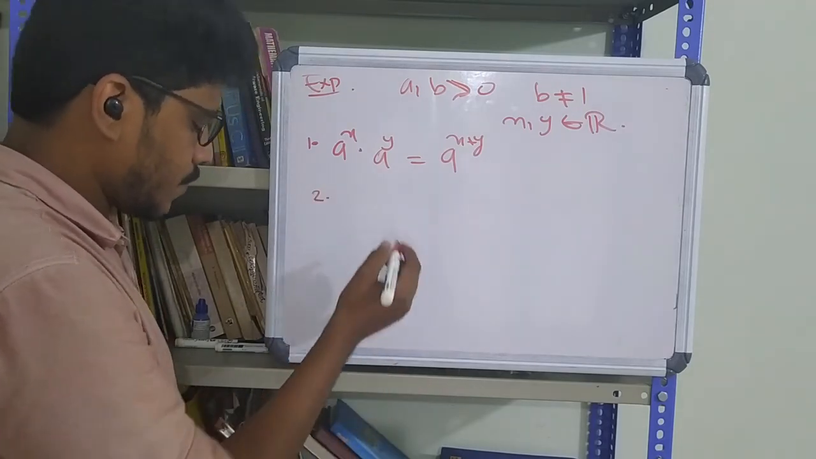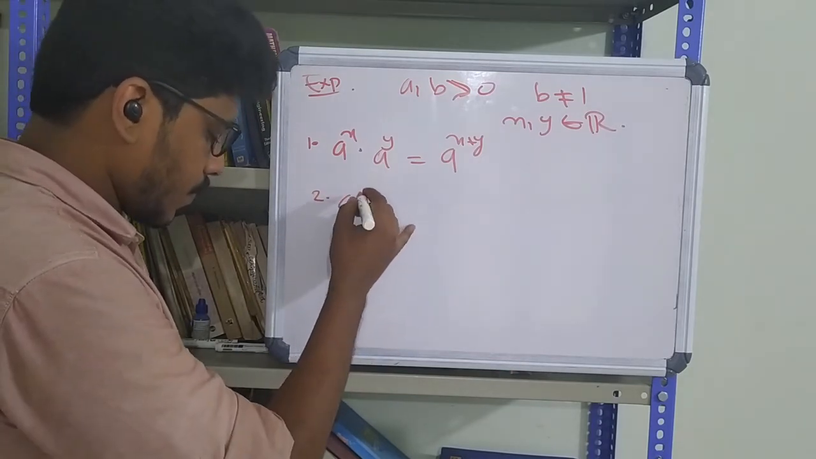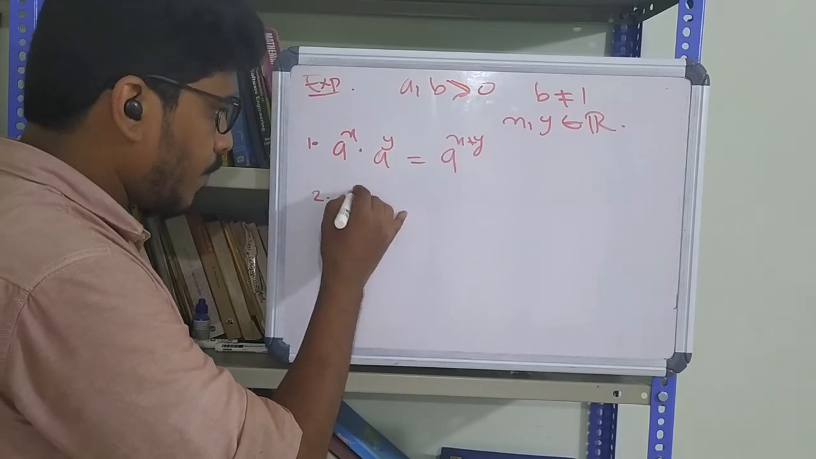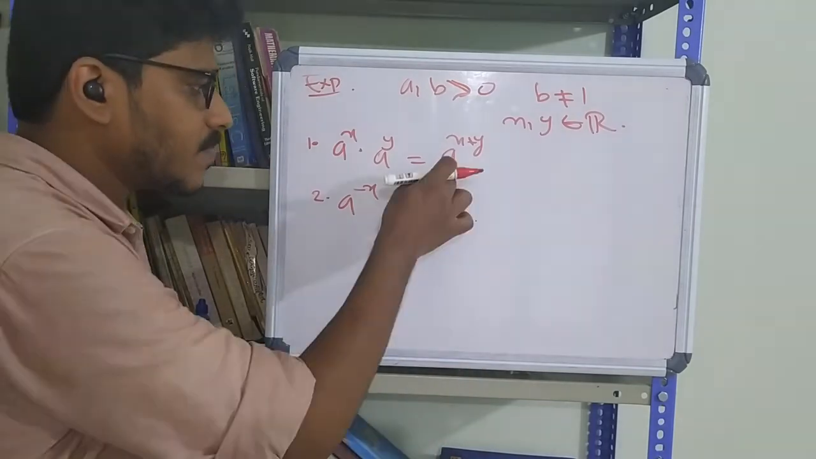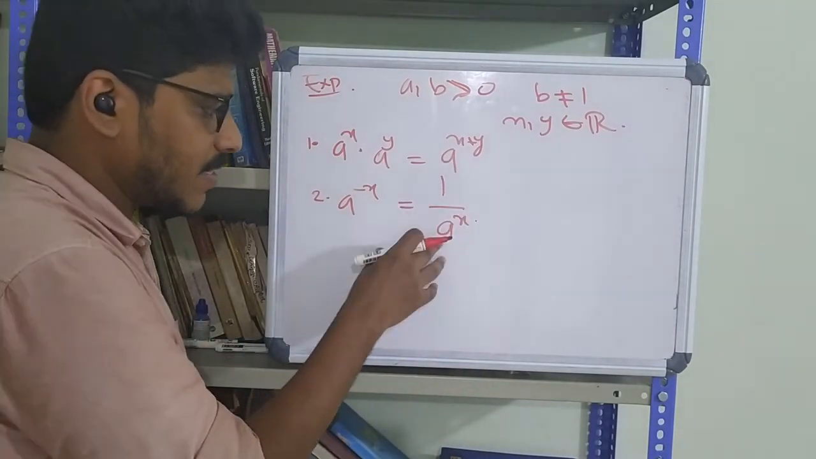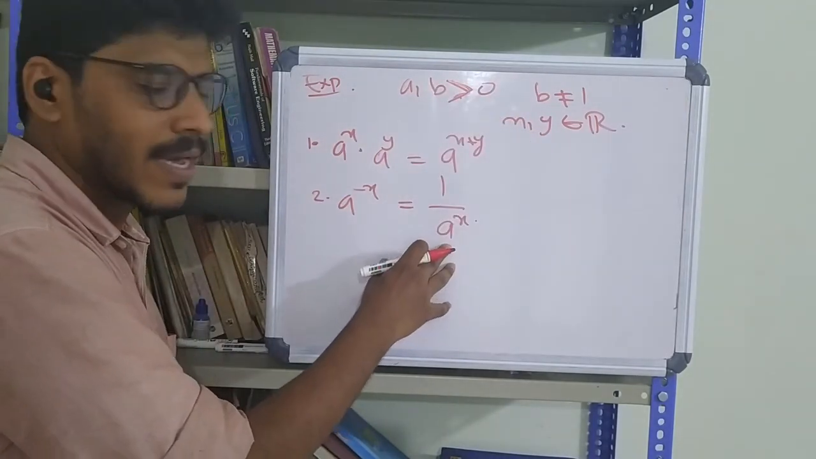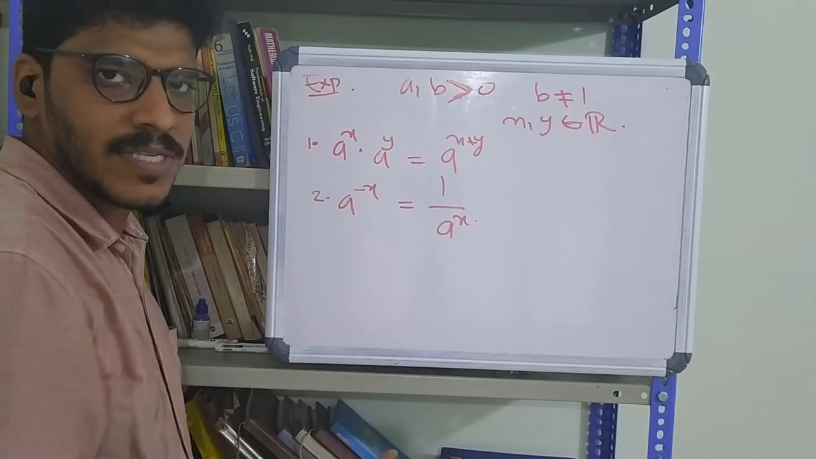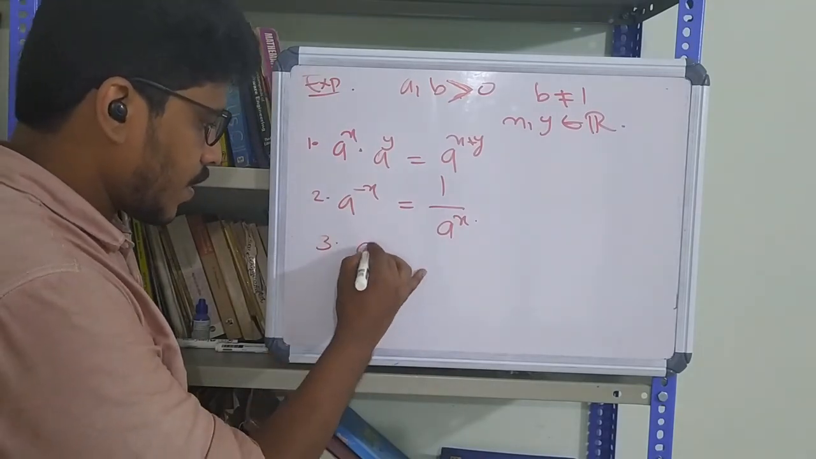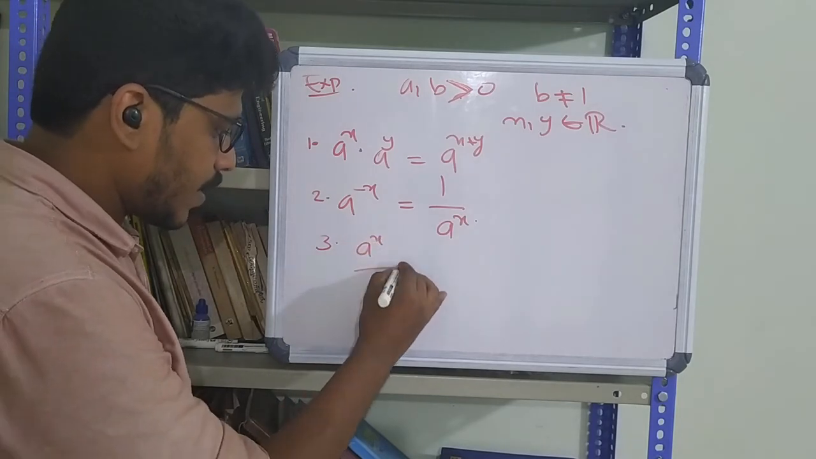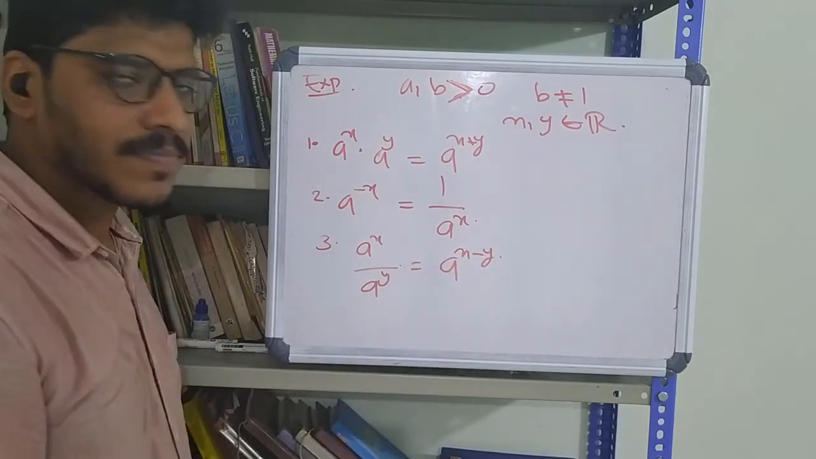Second one, a raised to minus x equal to 1 by a raised to x. This 1 by a raised to x makes sense since a is non-zero. a is assumed to be strictly greater than 0, so a raised to x can never be 0, so 1 by a raised to x makes sense. Okay, the third one, a raised to x by a raised to y equal to a raised to x minus y.